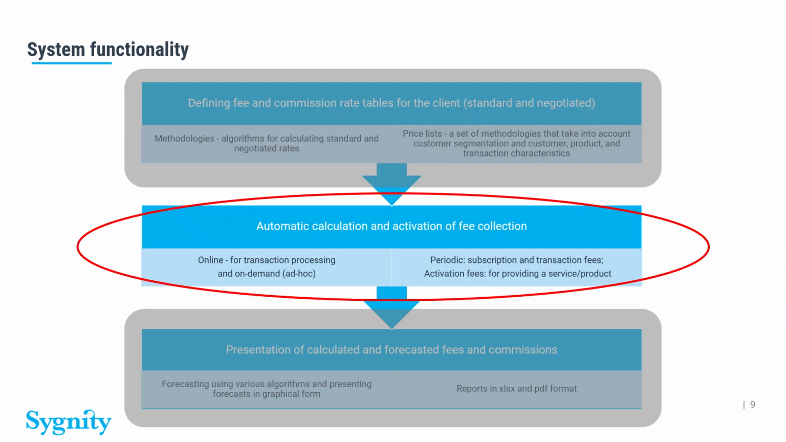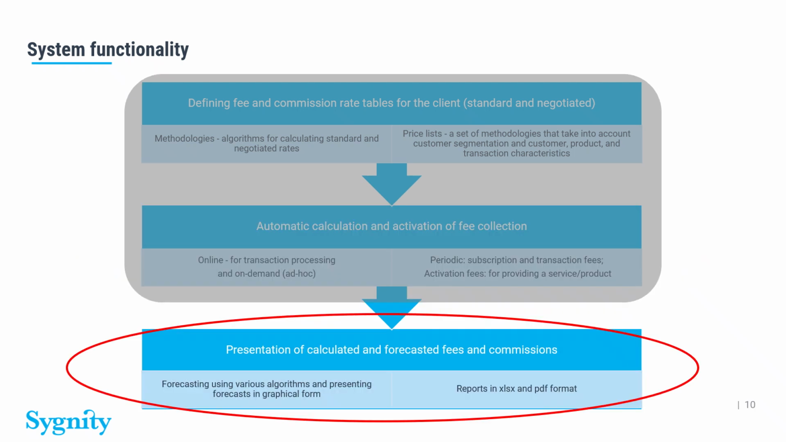The system allows for the parameterization of these elements and, as a result, automatic calculation of amounts and settlement of charges. The method of calculation is parameterized in the methodology. This can be done online, upon request, after the transaction is completed, periodically, or by defining the activation fee. It all depends on how the system is parameterized and what data is provided.